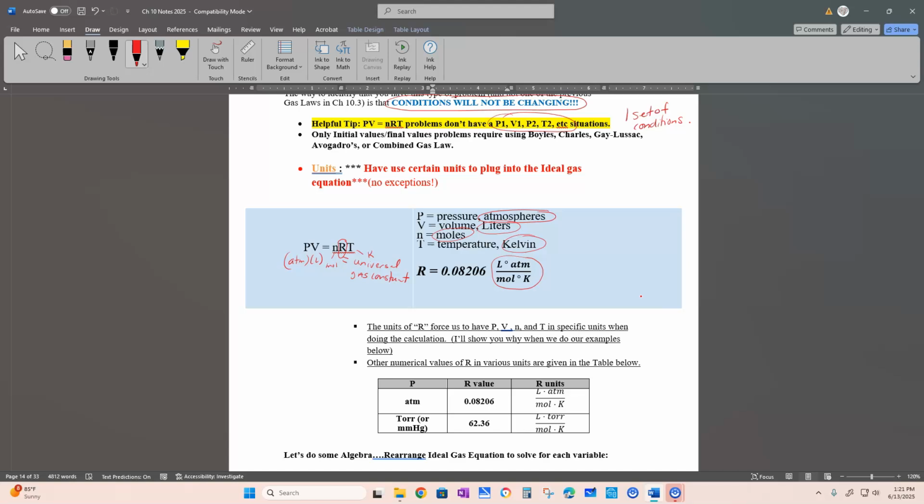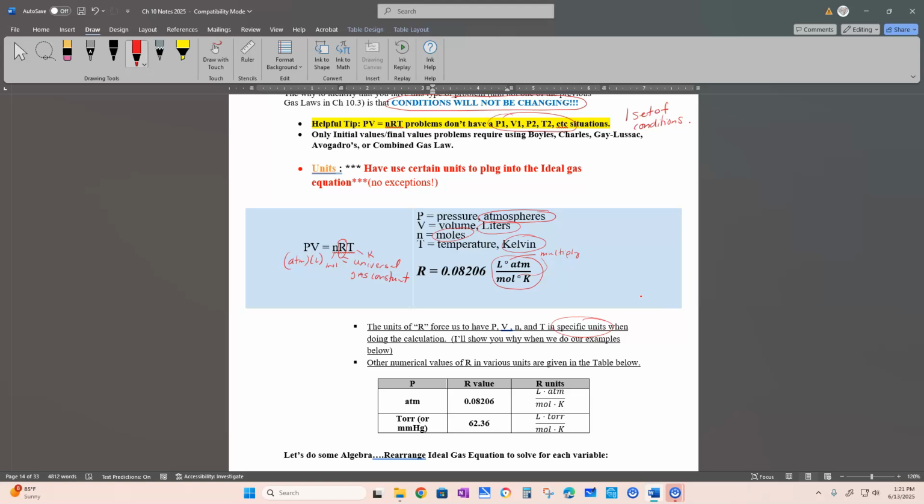So liters times ATM, that little dot right there means multiply, okay? Doesn't mean a degree sign. Moles times K. Same thing right there, that little sign, that means multiply. So the units of R force us to have pressure, volume, moles, and temperature in that specific unit. And I'll show you why when we get to the example below.